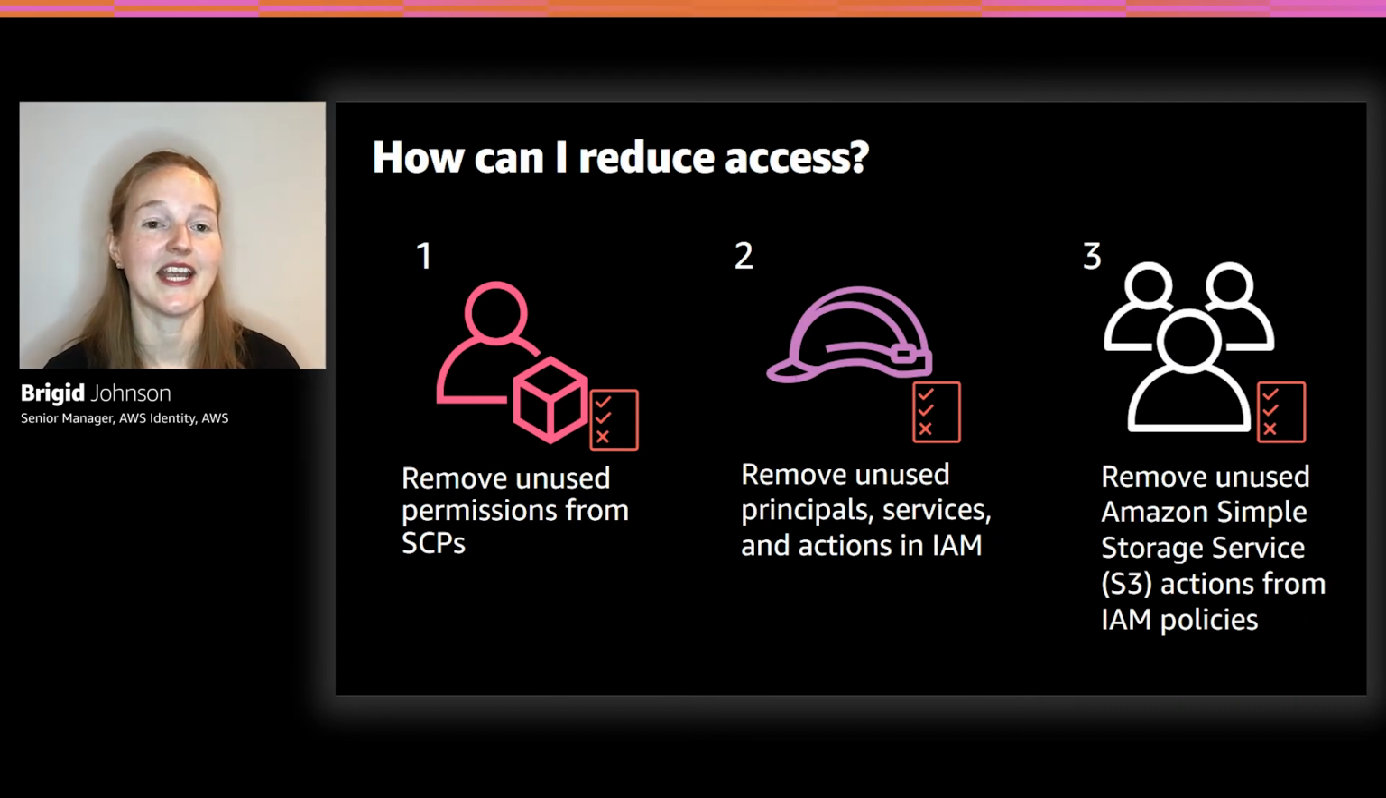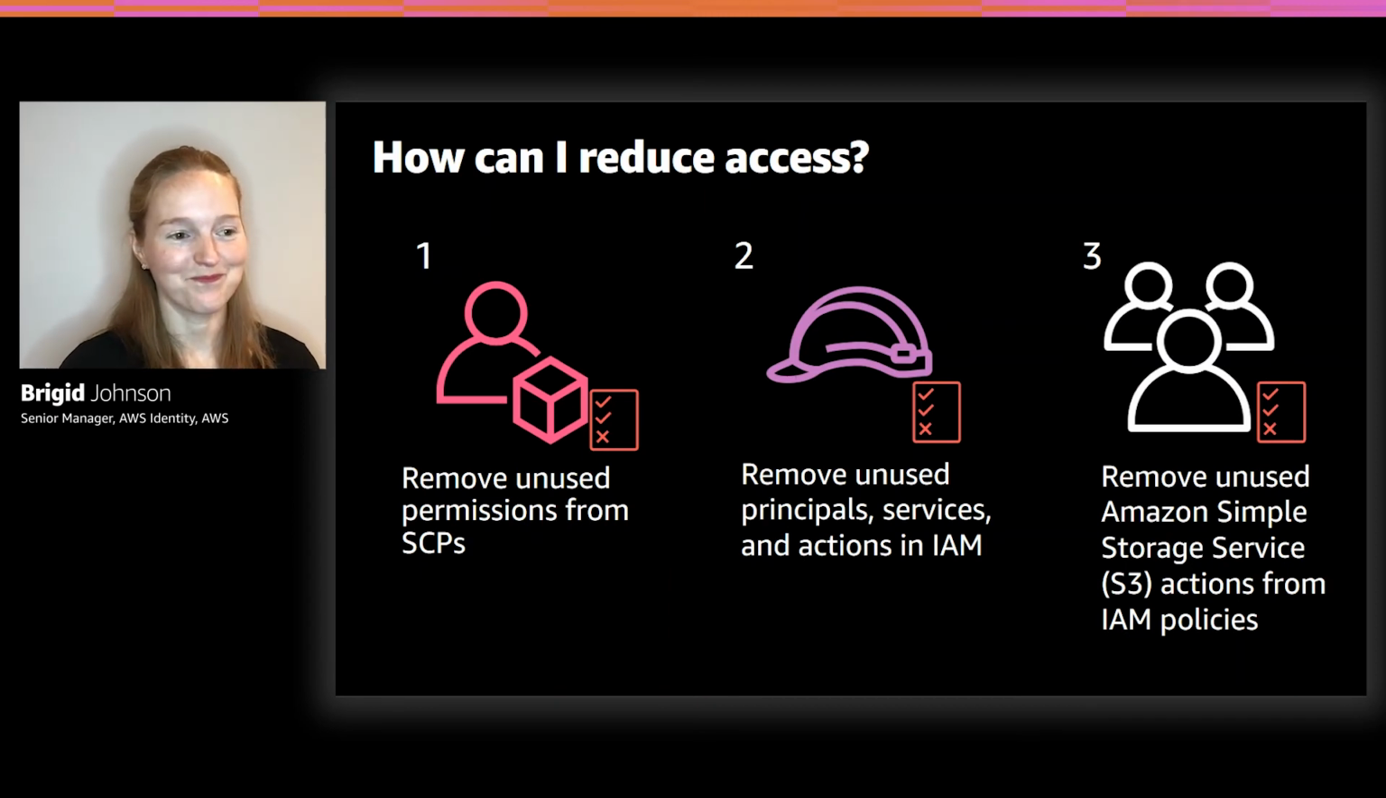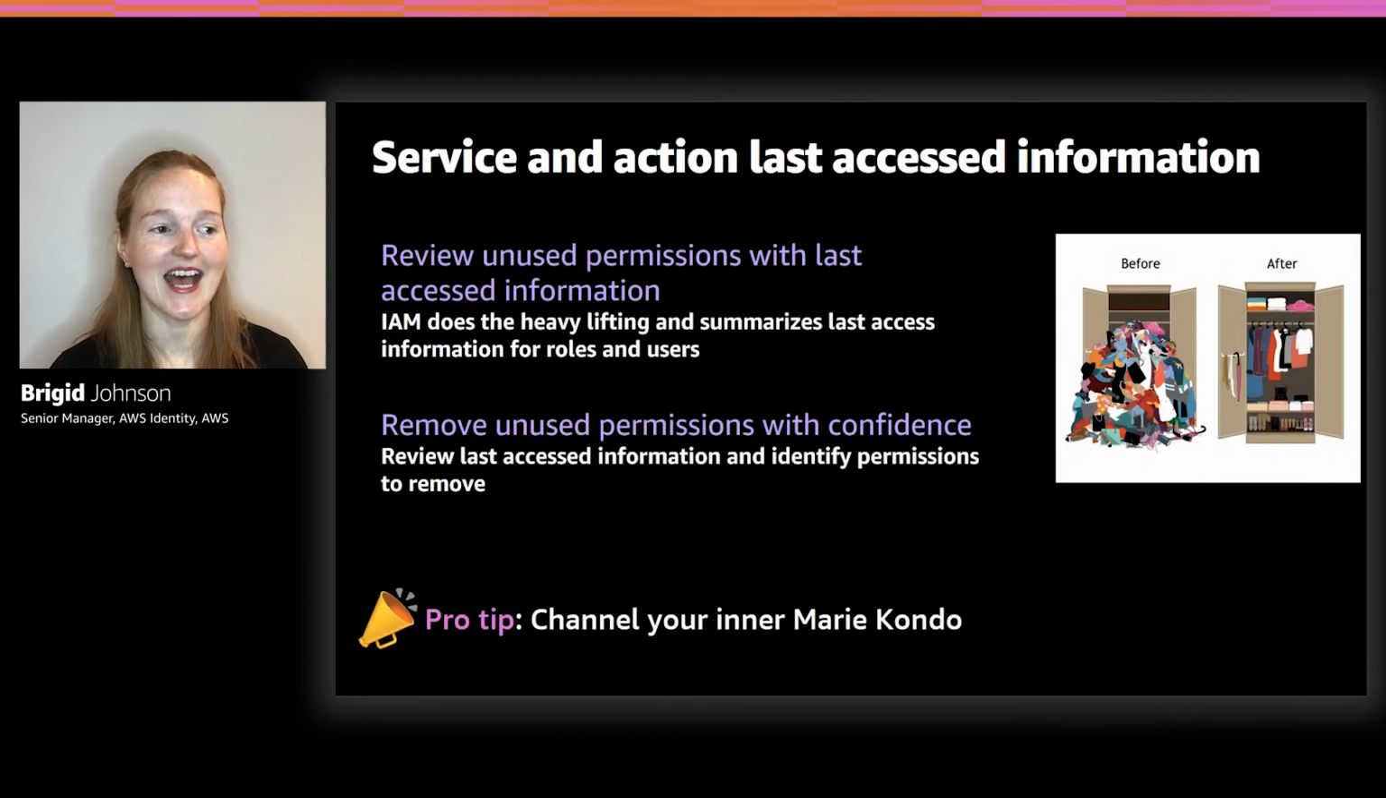And then you'll want to go in and remove unused principals, services, and actions in IAM. You can see the last access date. Anything not used in maybe 100 days or 90 days, whatever you choose, you can remove because you see the last access date. And earlier this year, we made last access information available for Amazon S3. So you can see that for all S3 management actions. And I'd like to say more on the way. Okay, so service and action last access. You can review unused permissions with last access information, and you can remove permissions with confidence.